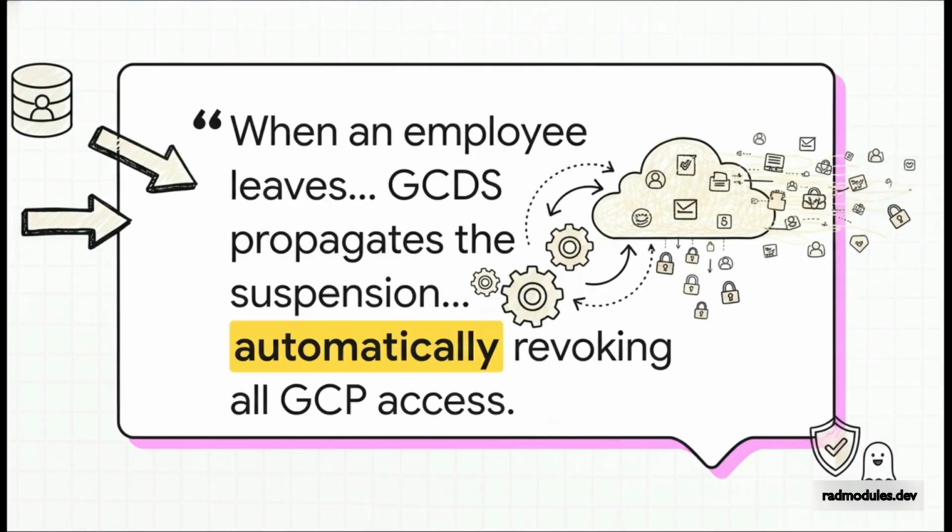By syncing your main company directory with Google, things like offboarding become automatic. An employee leaves, their account gets disabled in one place, and boom, their cloud access is gone. No frantic manual cleanup needed. Talk about a huge security win.